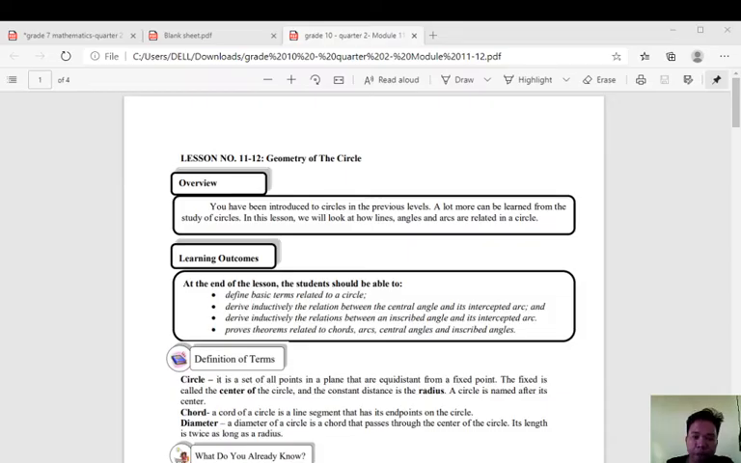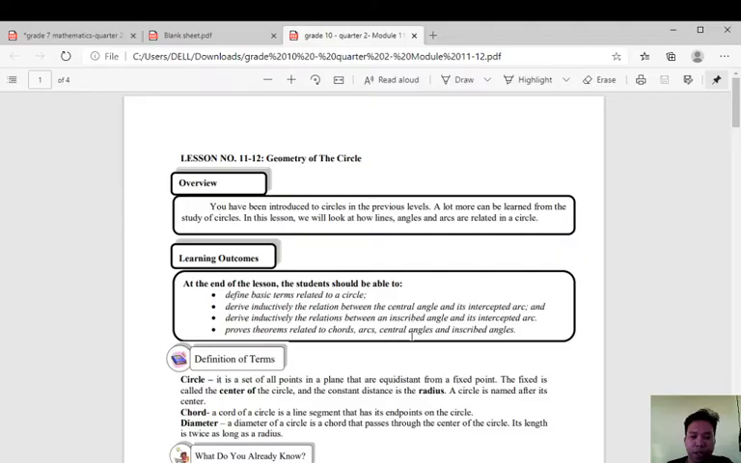So in this video I am going to discuss our lesson for week 11 and 12, which is the geometry of the circle. Probably you've already heard about circles in your previous levels. So probably you already know how to find the area of the circle. This area is equal to r squared times pi, and also the circumference. I know you know that already, how to find the circumference of a circle. You also know how to find the diameter, the radius.